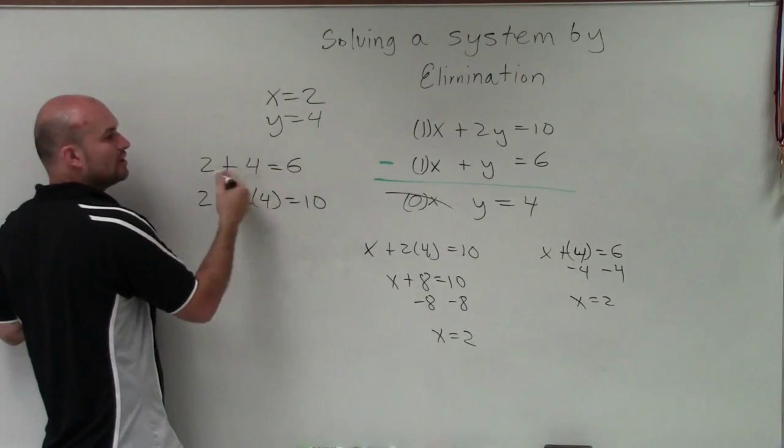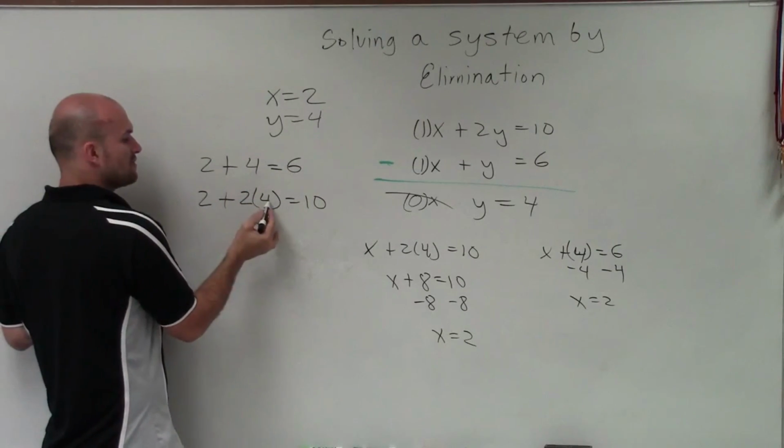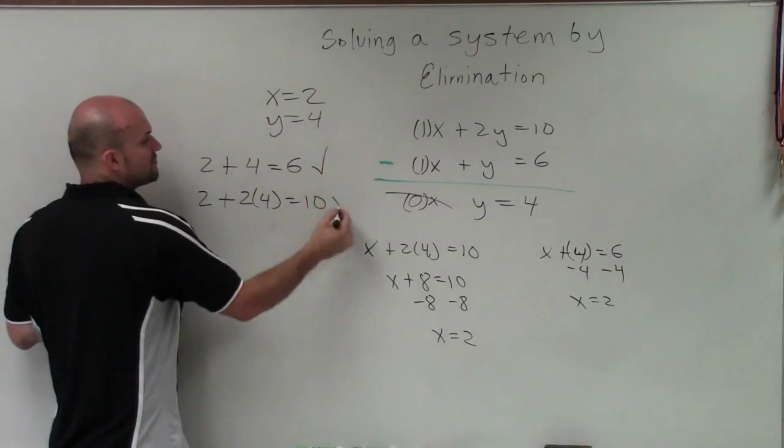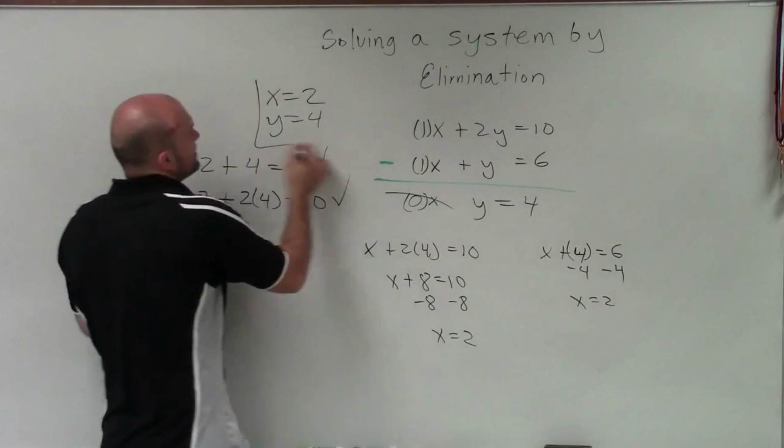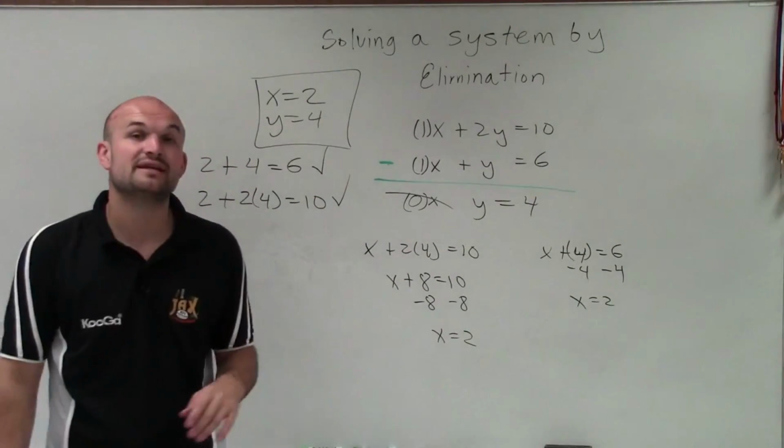Well, 2 plus 4 is equal to 6. 2 times 4 is 8, plus 2 is 10. So it works for both equations. So therefore, ladies and gentlemen, that is our solution by using elimination.